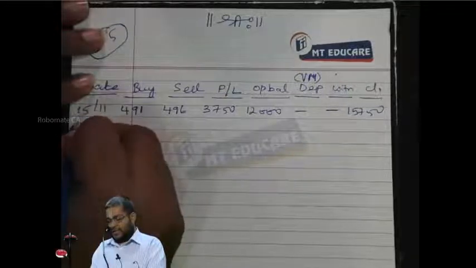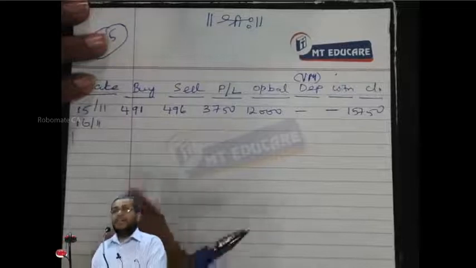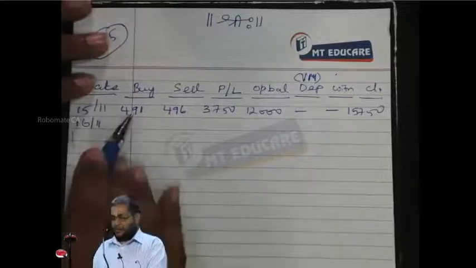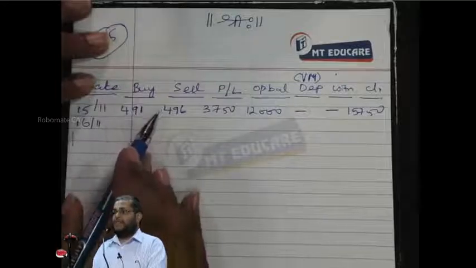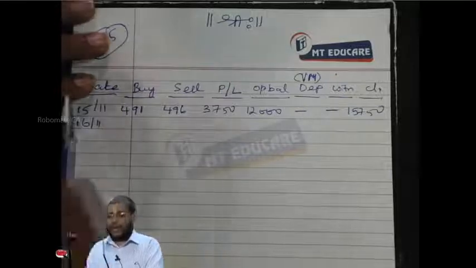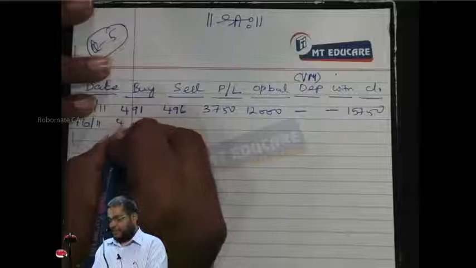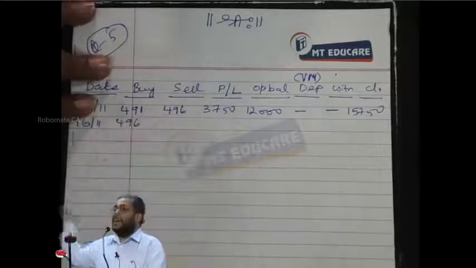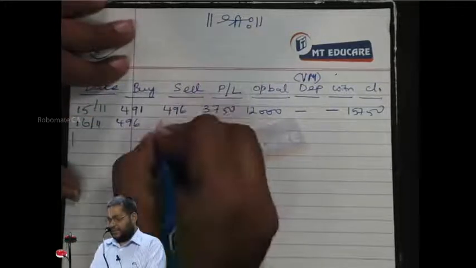Second day. What is the date? 16/11. Okay. Now, the exchange reopens my contract at 496, because already 5 rupees profit has been booked. Now onwards, if I want to make a profit, I would make only from 496 and not from 491. Yes or no? In that case, what the opening price? 496. That day, the settlement price fixed by the stock exchange is how much? 503.